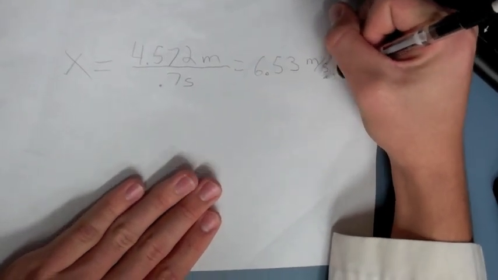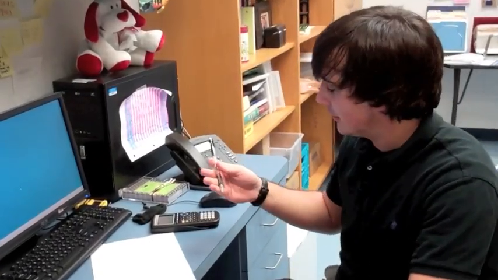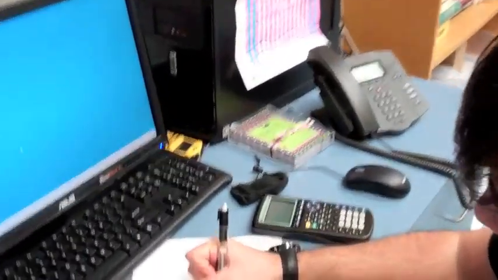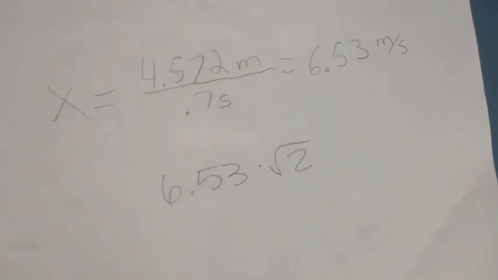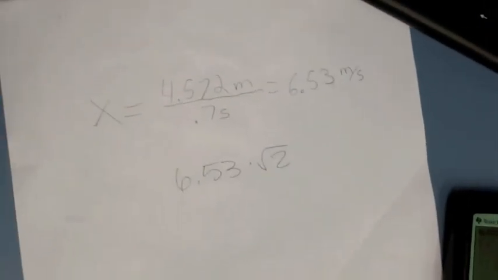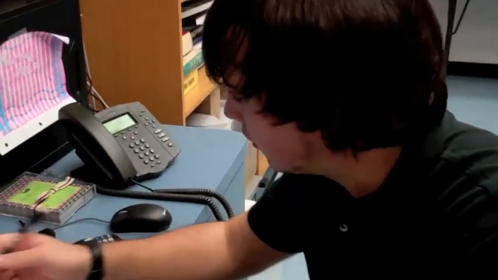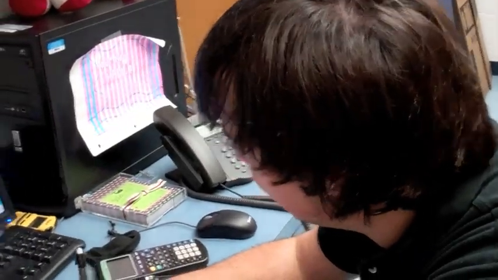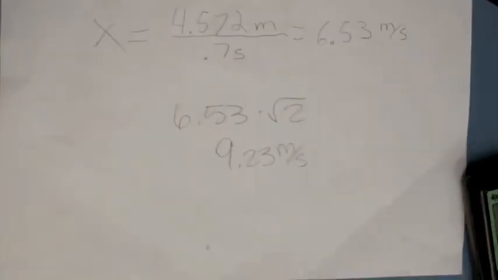Now we need to account for our vertical rate. Since we get 6.53 meters per second, what we need to do is multiply that by the square root of 2, because our equation is involving a 45-45-90 triangle where the sides would equal a, a, and a square root of 2. So we multiply those together and we will get the number 9.23 meters per second as our final initial velocity.